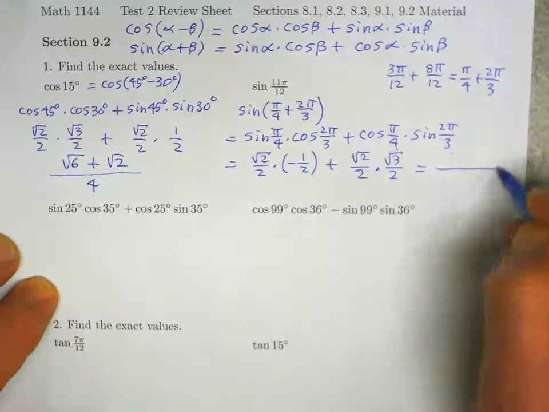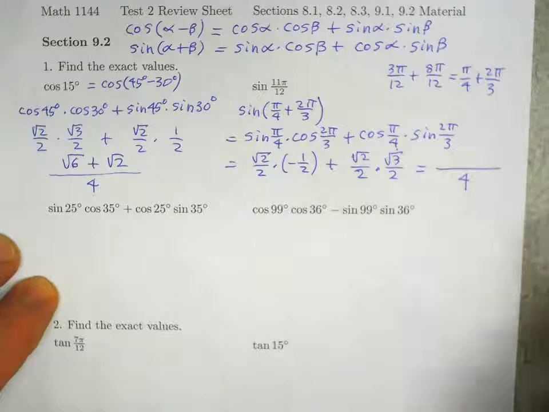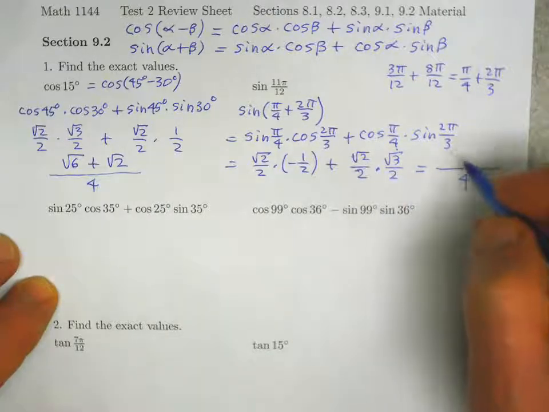And the common denominator is 4. We can put the positive number on the left. Square root of 2 times the square root of 3 is square root of 6, and then minus square root of 2.